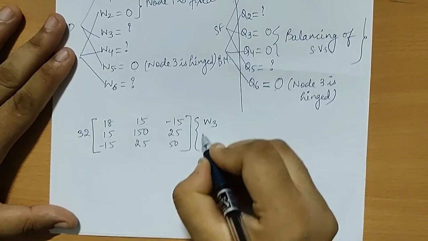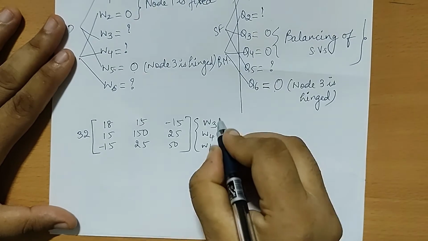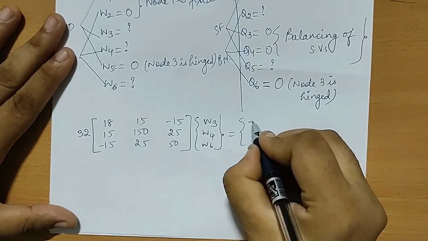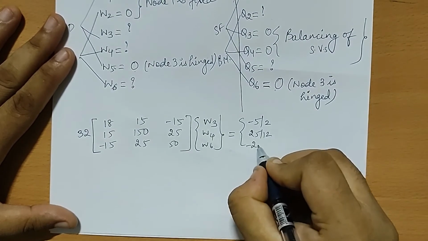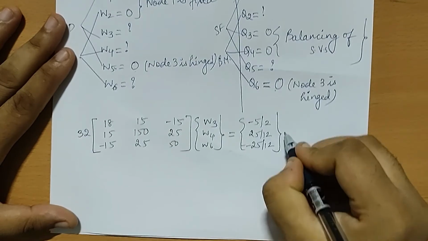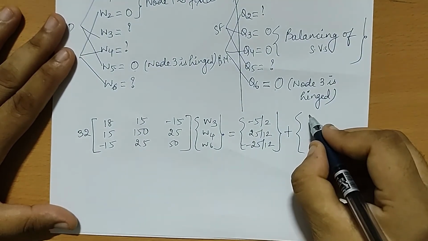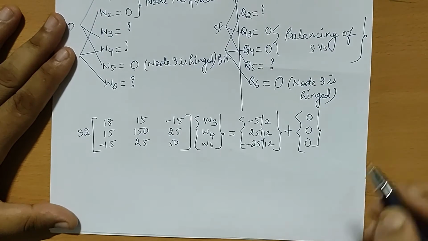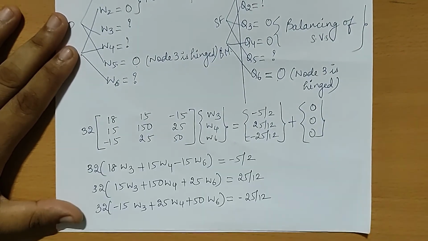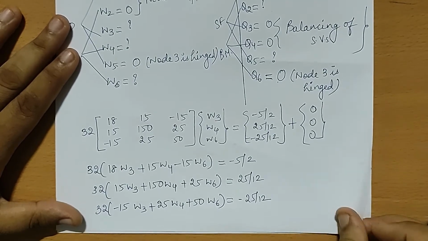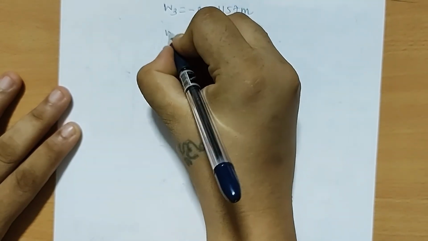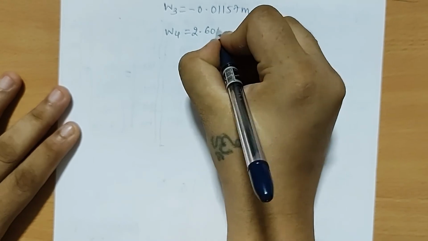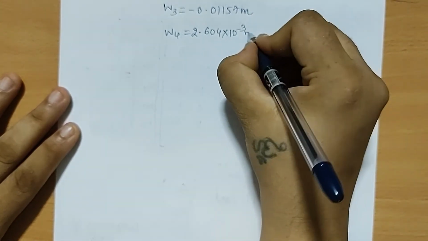Here I have W3, W4 and W6 as the unknowns, equal to minus 5 by 2, 25 by 12 and minus 25 by 12, plus here I have 0, 0, 0. So let's write the equations now. When I solve these three simultaneously, I'll get the values of W3, W4 and W6. I get W3 as minus 0.01157 meter, W4 as 2.604 into 10 raised to minus 3 radian.